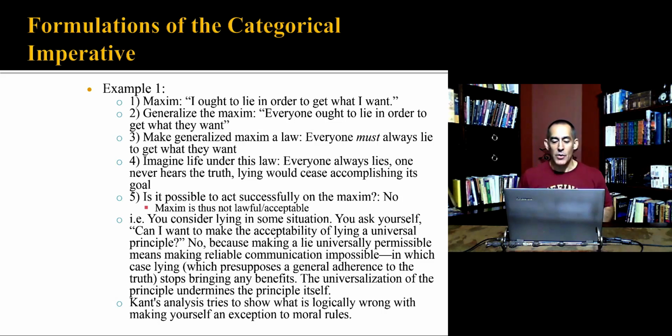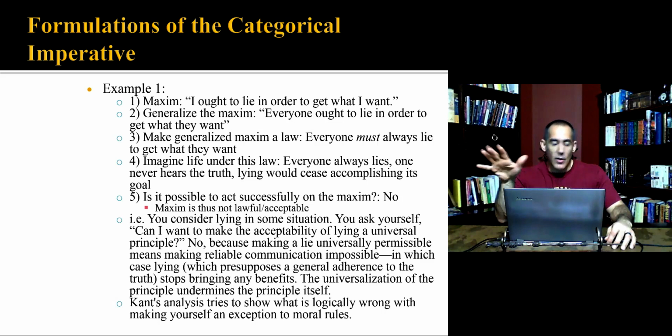Let me put it into a little bit more concrete example. Let's do the test of lying. It's my maxim that I ought to lie in order to get whatever I want. Generalizing, I would say, well, everybody ought to lie in order to get what they want. Making it a law, I say everybody must lie always to get what they want. So here is a world where everybody is lying all the time in order to get what they want. So I want to imagine what that world is like. What is life like under this law?